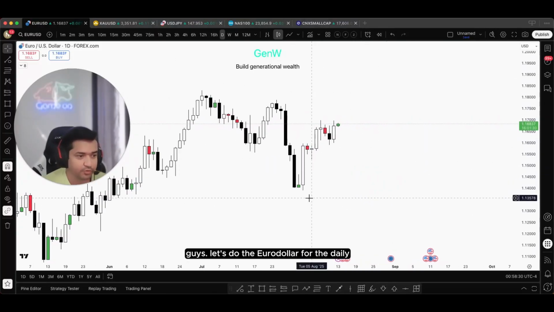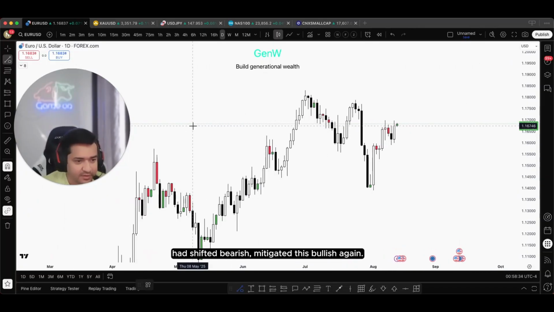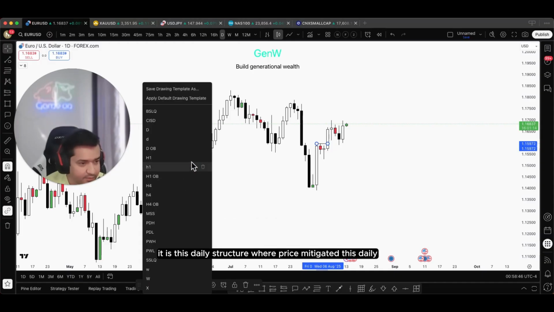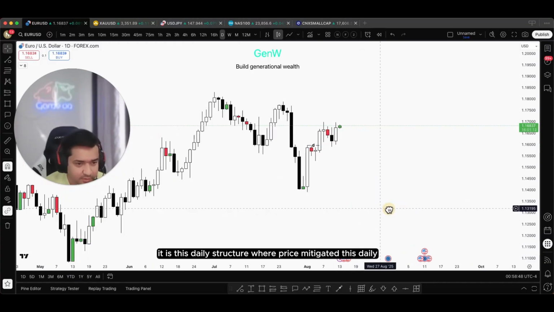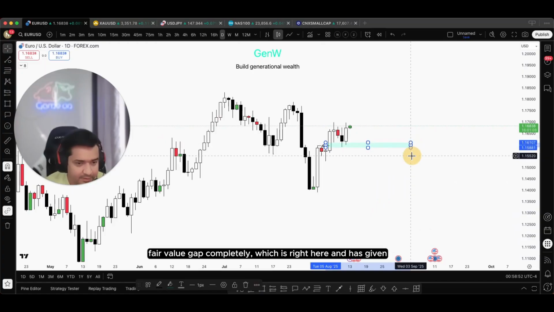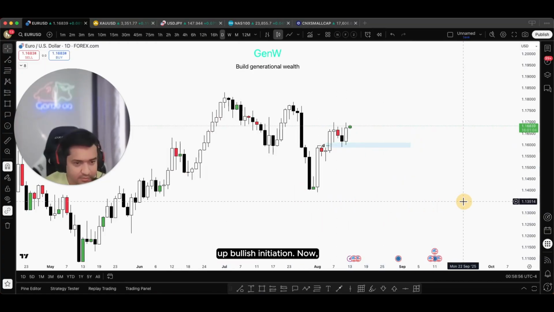So let's do the EURUSD for the daily time frame. Where are we? We knew that the daily swing was bullish, and it shifted bullish again. If we look at the most recent structure on the daily time frame, it is this daily structure where price mitigated this daily fair value gap completely, which is right here, and has given a bullish initiation.